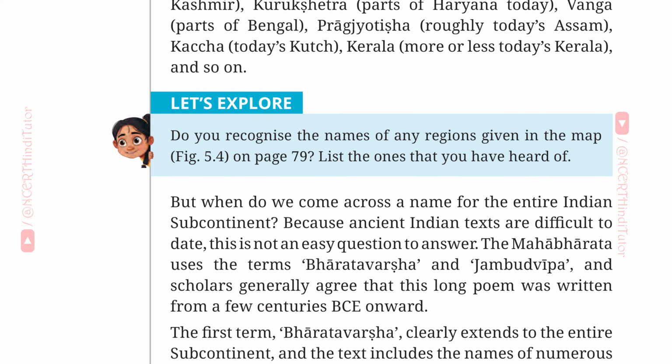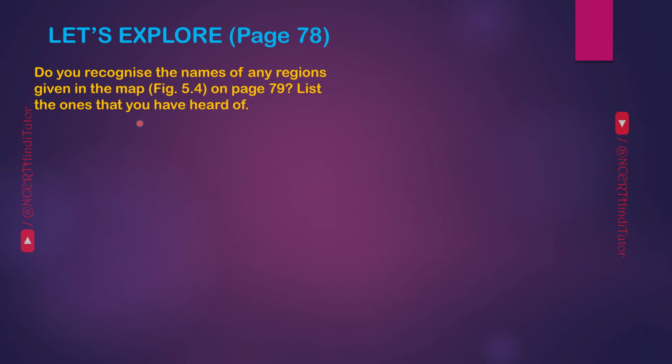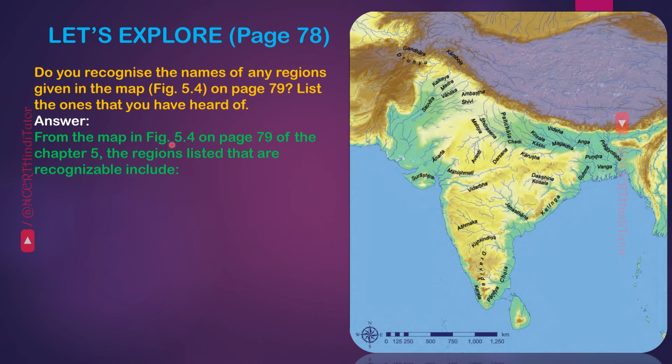Page 78, let's explore. Do you recognize the names of any regions given in the map, figure 5.4 on page 79? List the ones that you have heard of. Answer. From the map in figure 5.4 on page 79 of chapter 5, the regions listed that are recognizable include the following. So friends, this is the map, figure 5.4 on page 79.